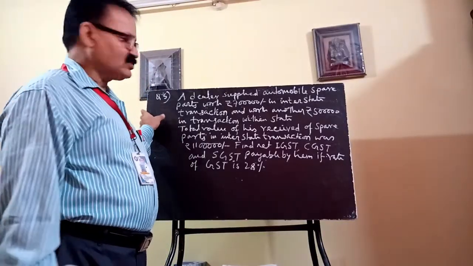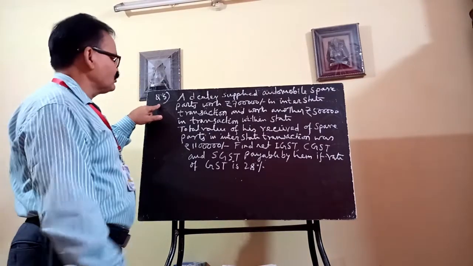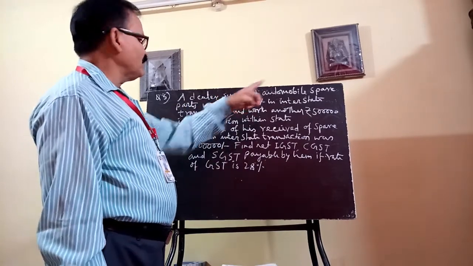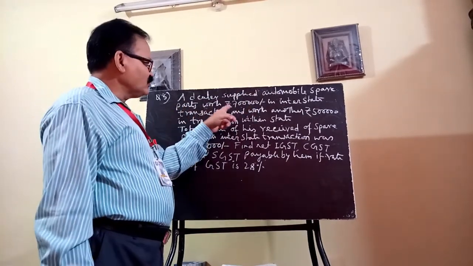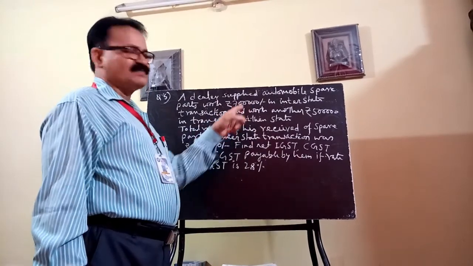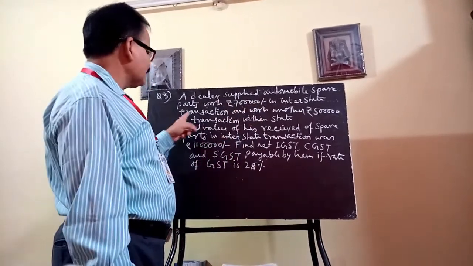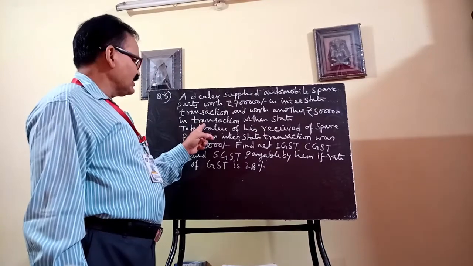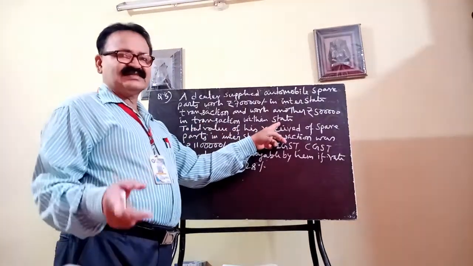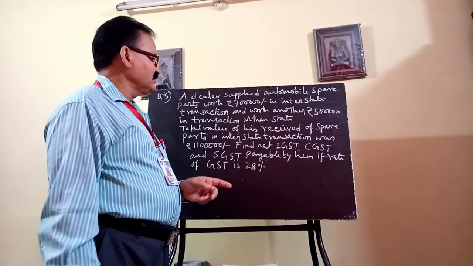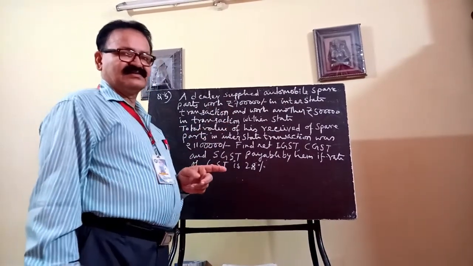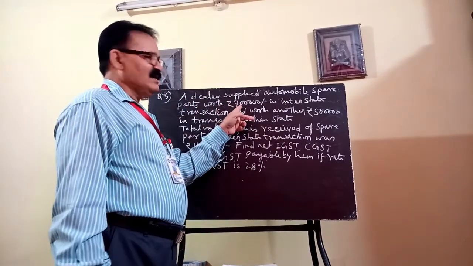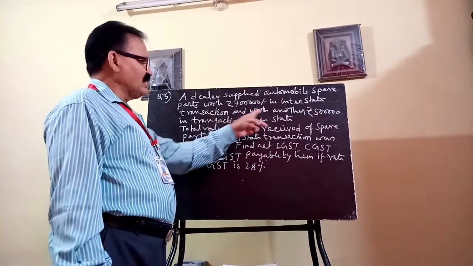Okay. Now the next question is question number 3. You please write down the question. Here the question is: a dealer supplied automobile spare parts worth rupees 7 lakh 50 thousand in an interstate transaction, and worth another rupees 5 lakh in a transaction within the state. Within the state, you know very well that it is intrastate. So there are two types of transaction. The dealer supplied 7 lakhs in the other state and within the state 5 lakhs.